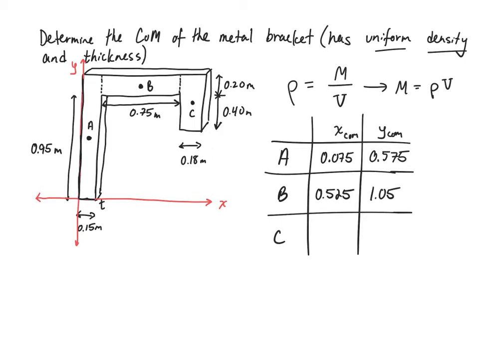And finally, part C, we're going to have to go over 0.15, another 0.75, and then this far over to get to point C. So 0.09. So we've got 0.15 plus 0.75 plus 0.09, which is 0.99.